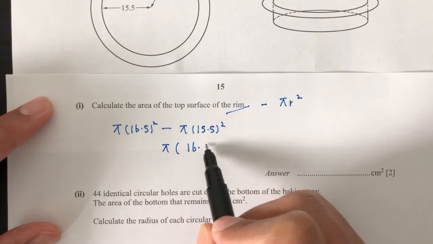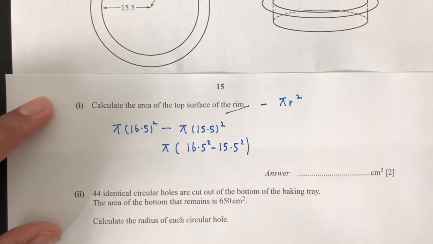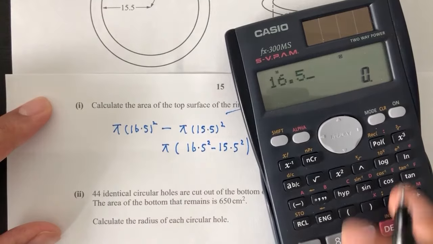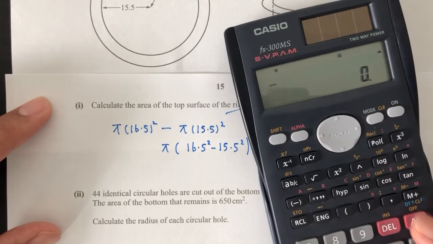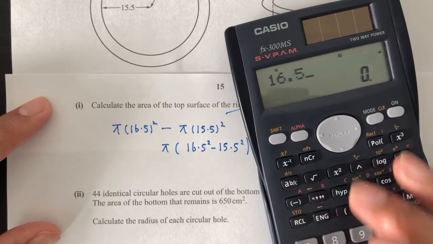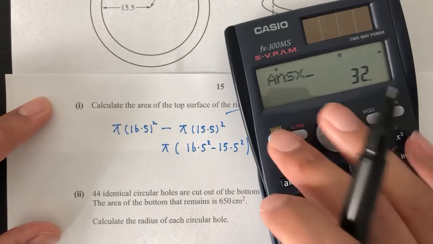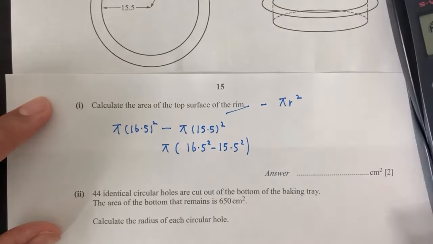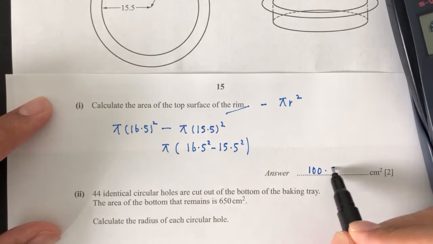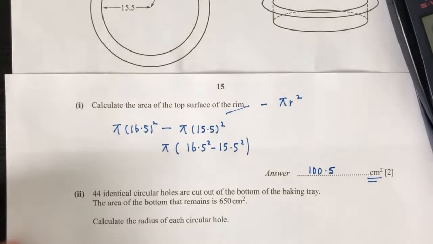We will have 16.5 square minus 15.5 square. So let's do that. 16.5 square minus 15.5 square, times pi, that will be 100.5. So 100.5 centimeter square for the area of the rim. That is part 1.